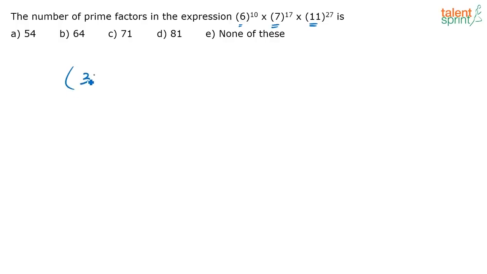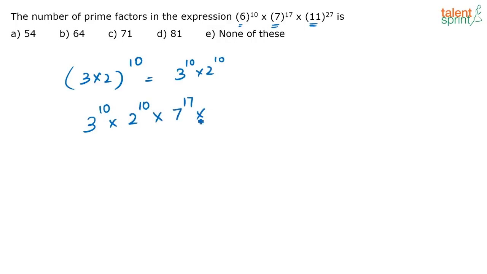So I have to split this as 3 into 2 to the power 10. Correct? That is equal to 3 to the power 10 into 2 to the power 10. 3 and 2 are prime numbers, correct? So I can write this expression as 3 to the power 10 into 2 to the power 10 into 7 to the power 17 into 11 to the power 27. Okay, so these are the prime factors. In terms of prime factors I have expressed.